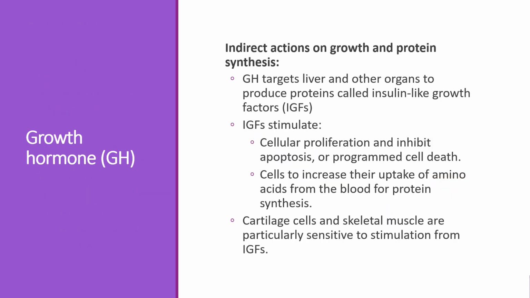Some of the indirect actions associated with growth hormone. Growth hormone is going to target the liver and other organs to produce proteins called insulin-like growth factors, or IGFs. IGFs stimulate cellular proliferation, or mitosis, and inhibit apoptosis, which is programmed cell death. IGFs also stimulate cells to increase their uptake of amino acids from the blood for protein synthesis. Another indirect action is cartilage cells and skeletal muscle cells are particularly sensitive to stimulation of IGFs.